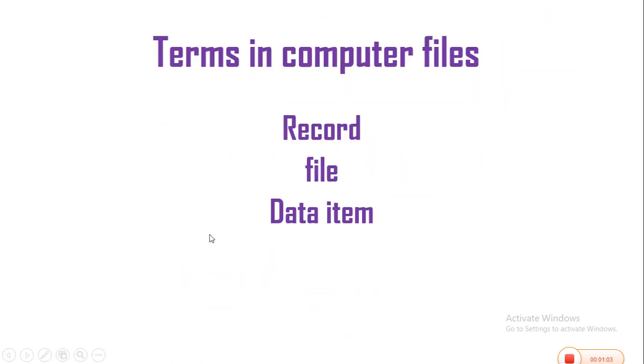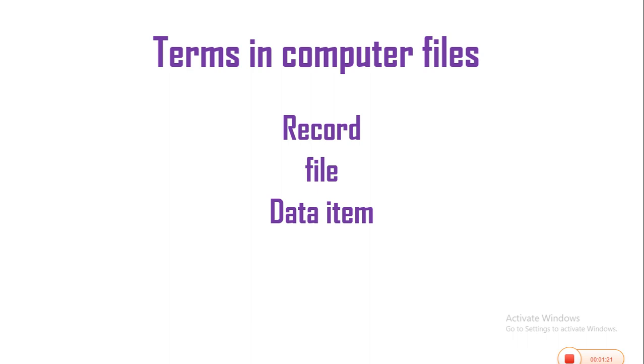Let's look at some terms that are associated with computer files. One of the terms associated with computer files is record. A record is a collection of related fields. A collection of related fields, that is a record. While a file is a collection of related records.